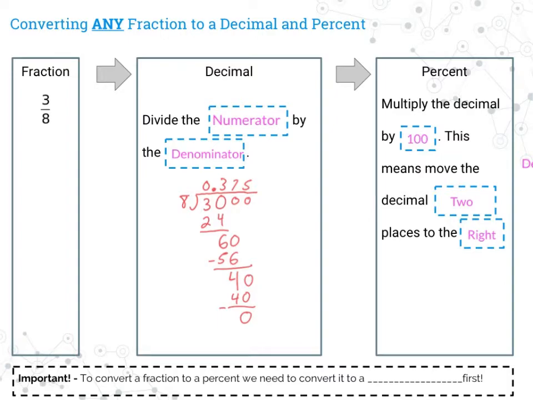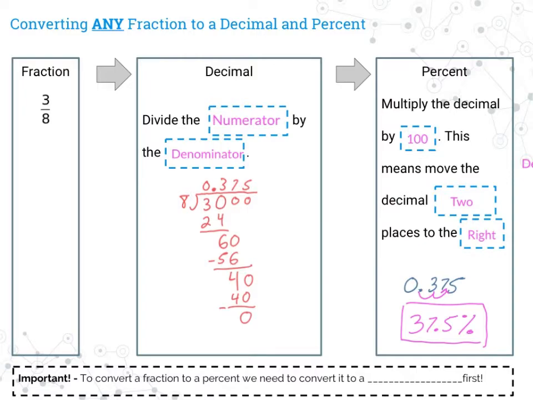I know my decimal from before is 0.375. So I'm going to write my decimal. Then I'm going to move my decimal place 2 places to the right. 1, 2, as it told me to do. So now I know my percent is 37.5%. Excellent. So I was able to turn my decimal into a percent. I know that was much easier than turning my fraction to a decimal, but sometimes it is what it is.